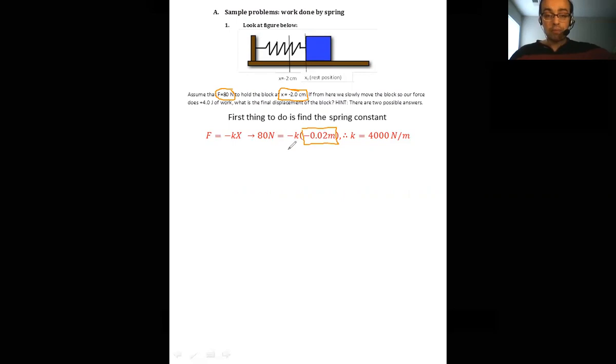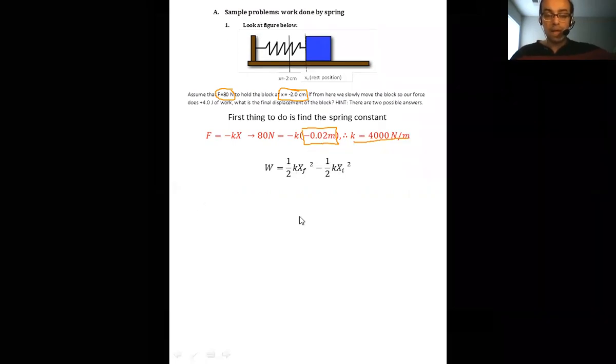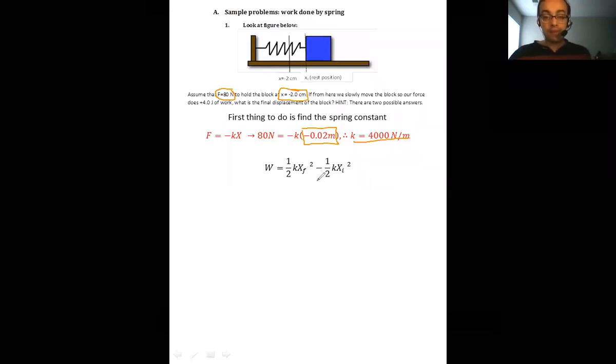We can just simply plug and chug here, and we find that k is equal to 4,000 newtons per meter, right? Next thing we do is we pull up our handy-dandy expression for work, and this is W equals 1/2 k x final squared minus 1/2 k x initial squared.